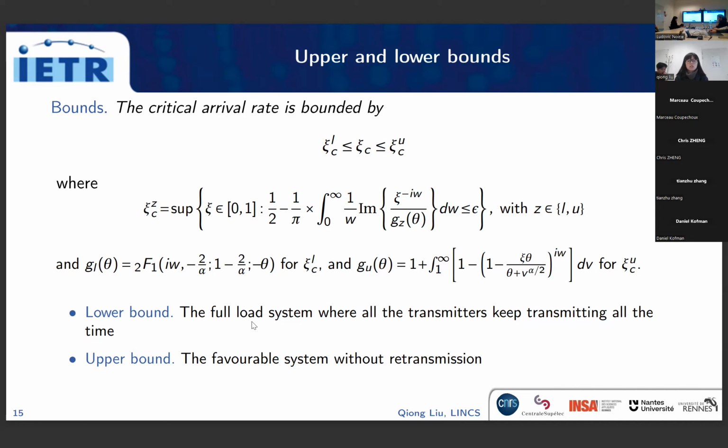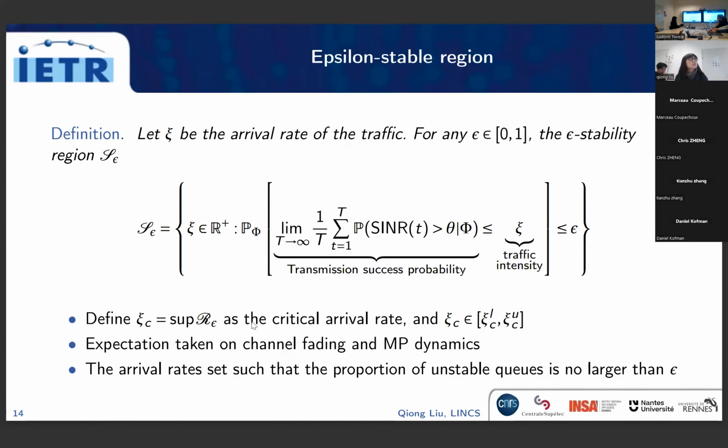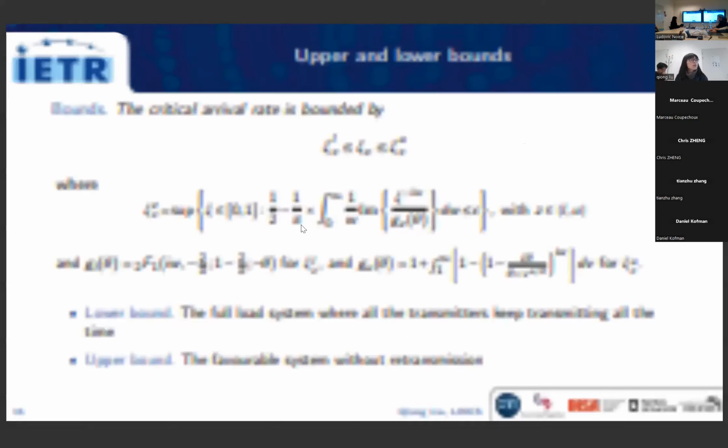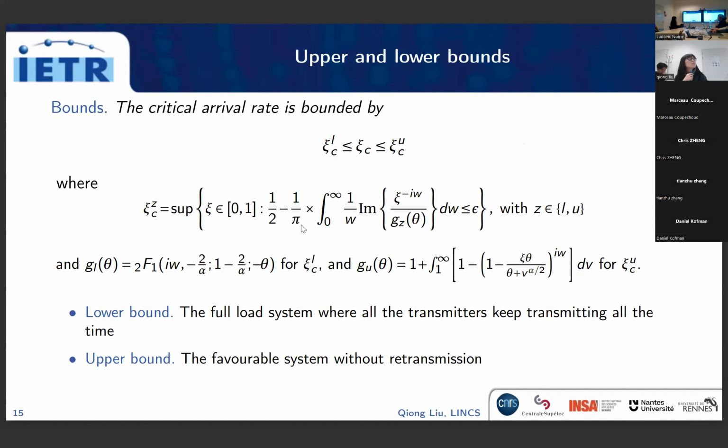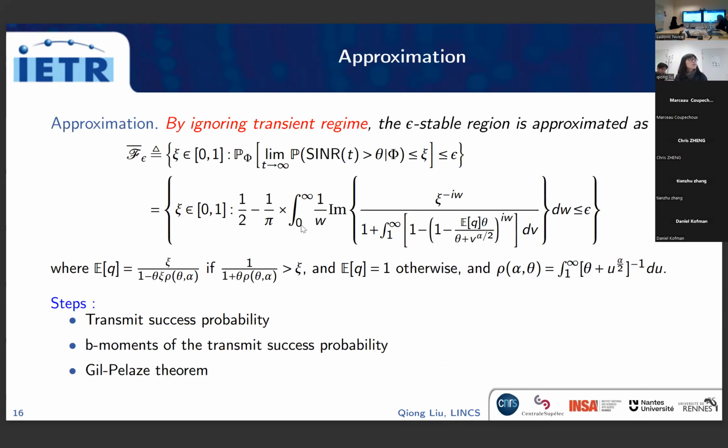So in these two modified systems, we can take off this indicator variable and take off these limitations, and have the expressions for the upper and lower bounds of the critical arrival rate. The derivation here is similar to the Nipa distribution derivation. And the upper bound is only a simple thinning from the original Poisson point process.